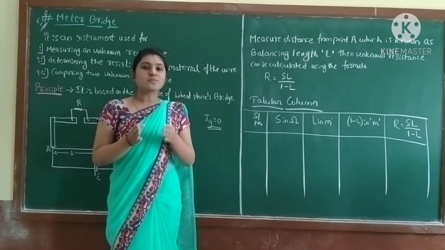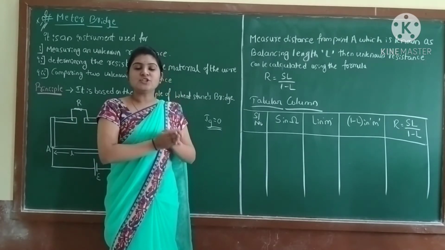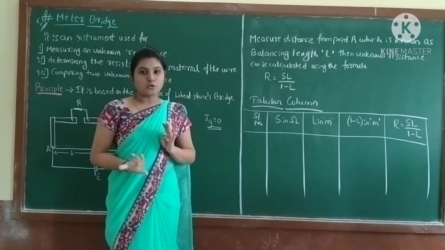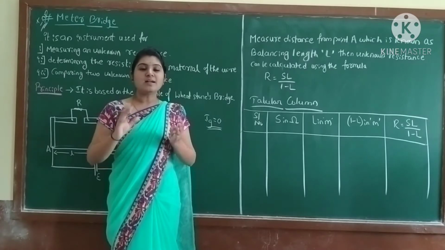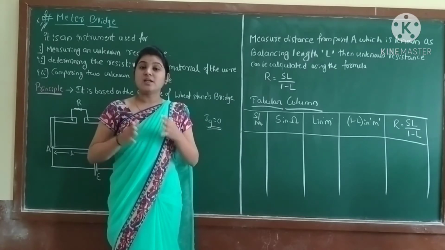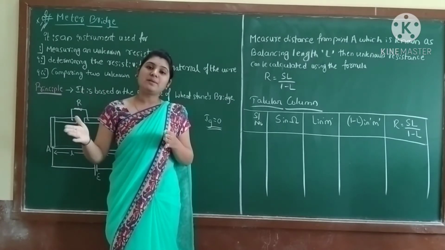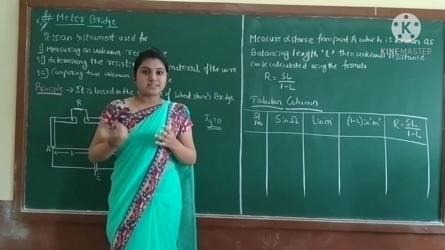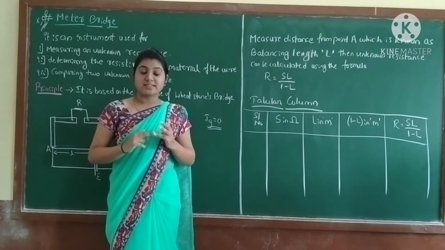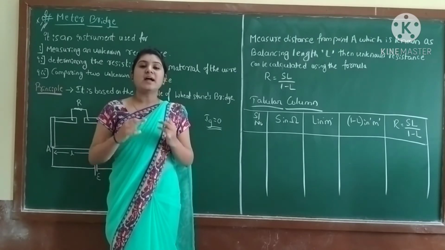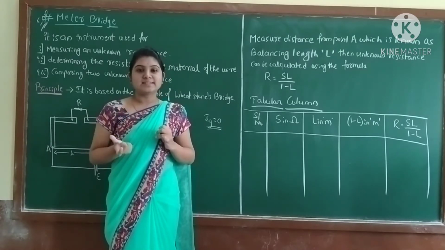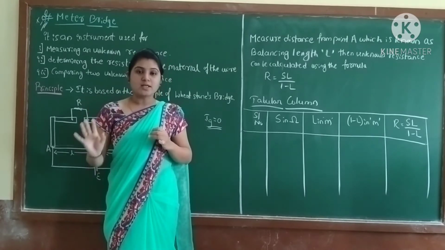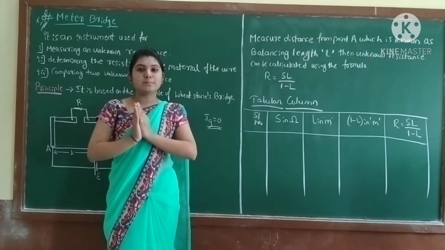So the Wheatstone's bridge we mainly used to calculate unknown resistances, or else for comparison. And similarly, the meter bridge is also used to calculate the resistivity of the material, and third is the comparison of two resistance values. Understood? This is about the meter bridge.